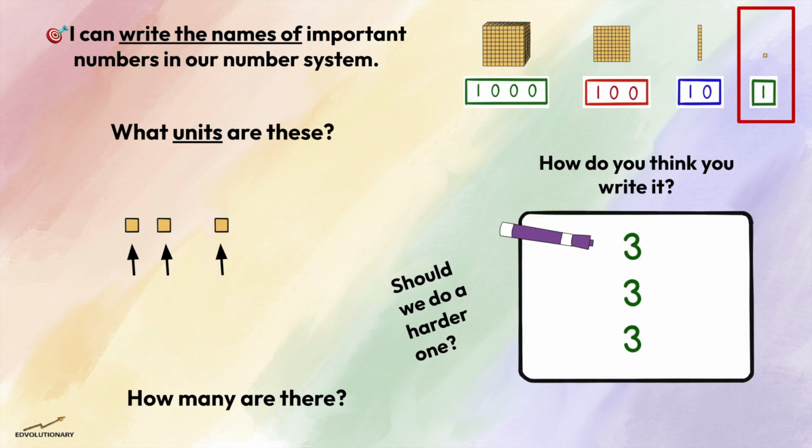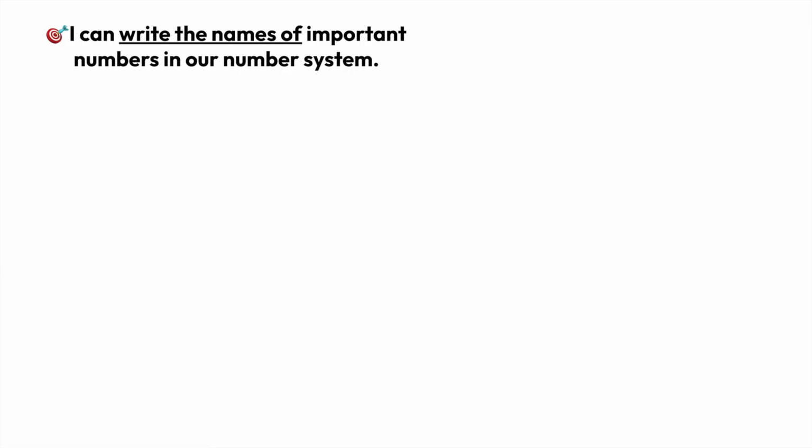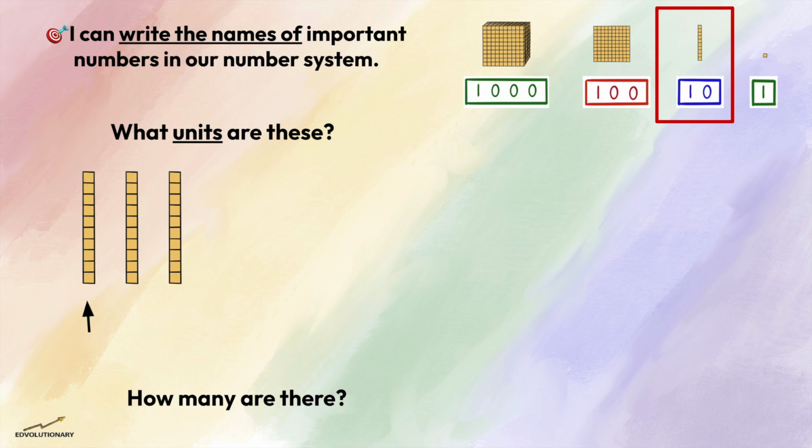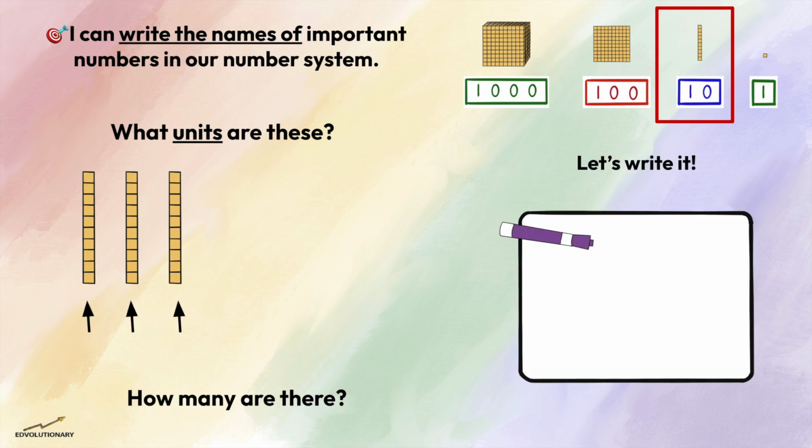Should we do a harder one? They'll say, yeah. And so this time we'll show them 10s. What units are these? Hopefully they'll shout out 10s. We'll highlight, yeah, they're 10s. Remember what 10 looks like? How many are there? 1, 2, 3. Let's write it. 3 10s looks like this. Write it again. Write it again.